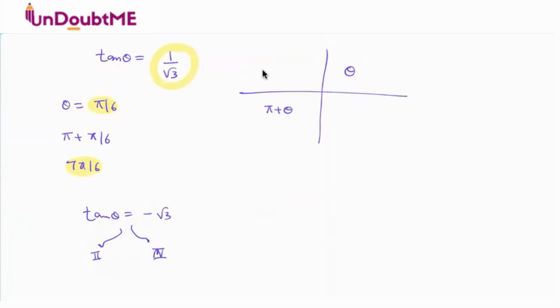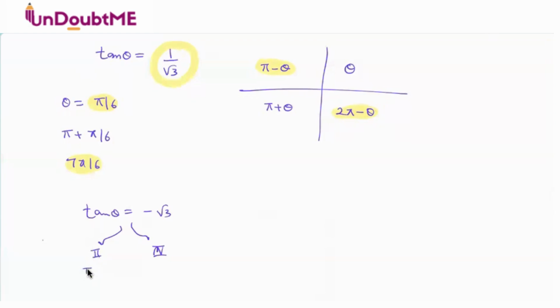That will never be used. Pi minus theta and 2 pi minus theta. So you can see that we have to eventually learn them. Then only you'll feel confident about solving these things. Since we have considered the quadrant, we will not take the sign anymore.